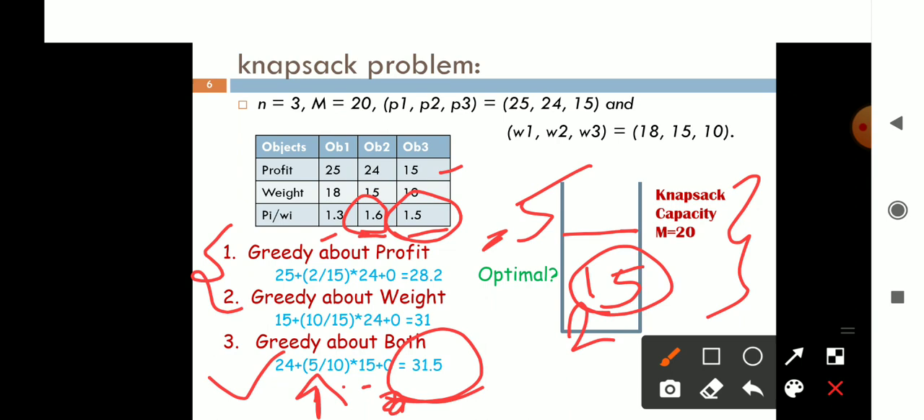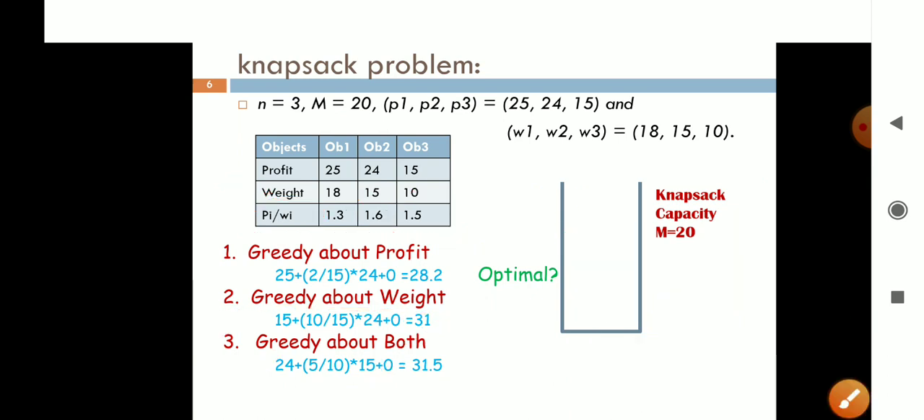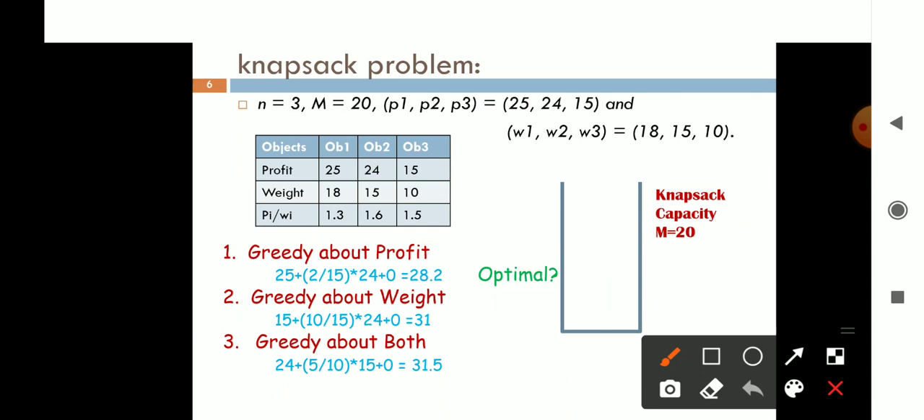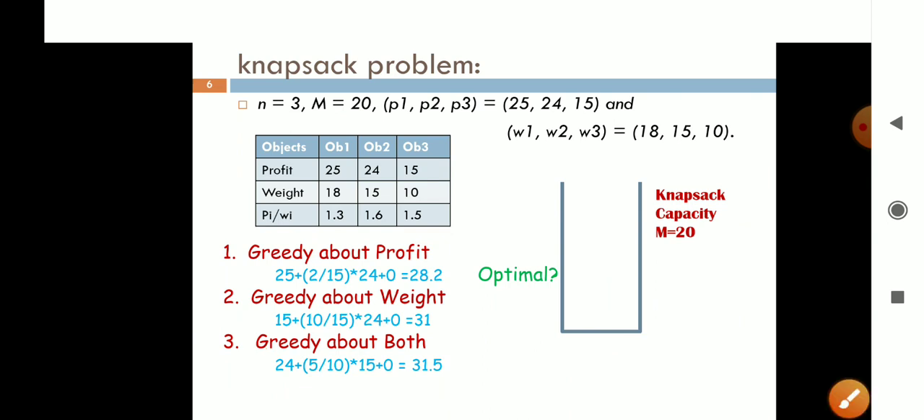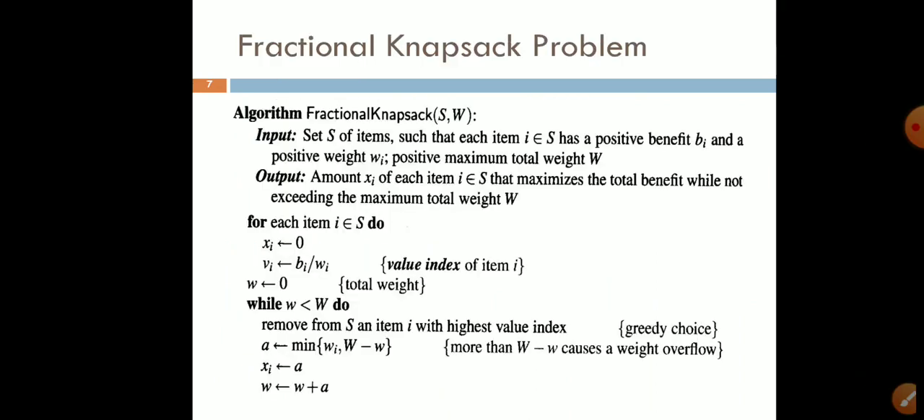Whenever we are talking about the knapsack problem, we have to think about all the parts here, that is profit and weight. Always we are greedy about both. So that is why here we have to choose the third option always. So that is the knapsack problem here. I think you understand it. So now we can go for the actual knapsack problem algorithm.